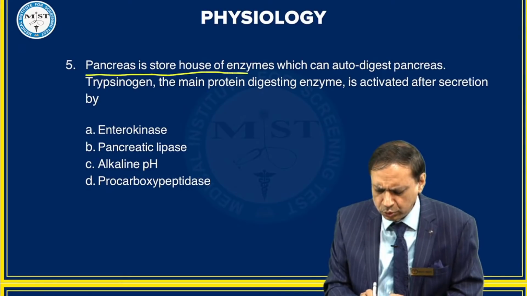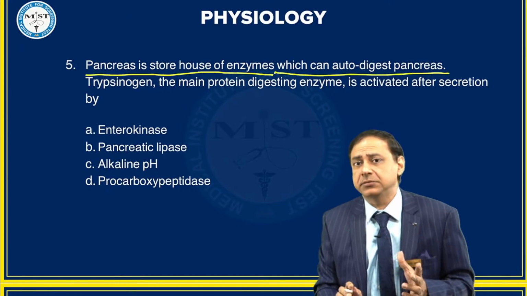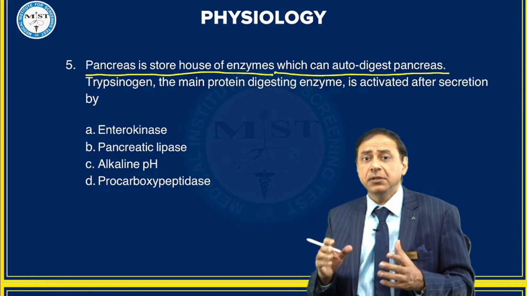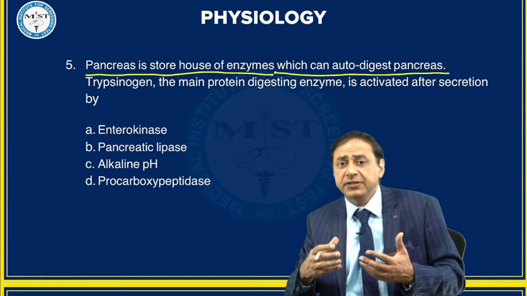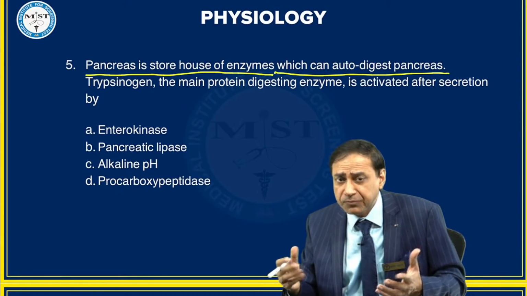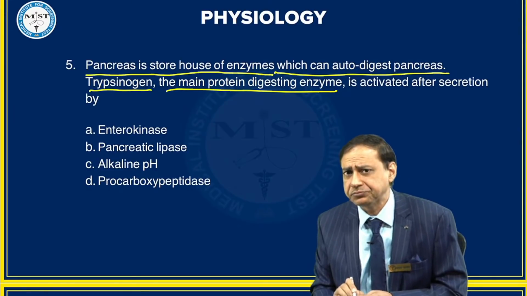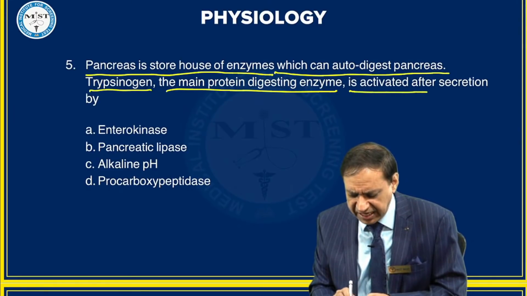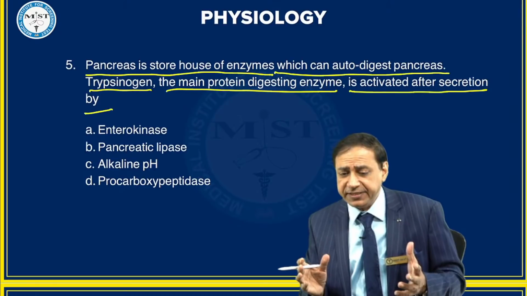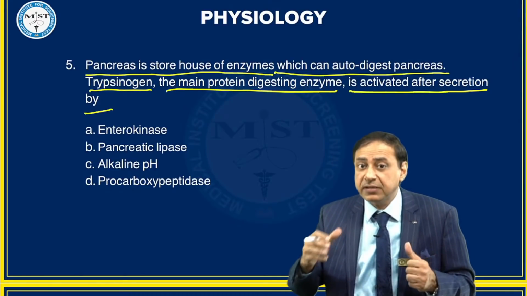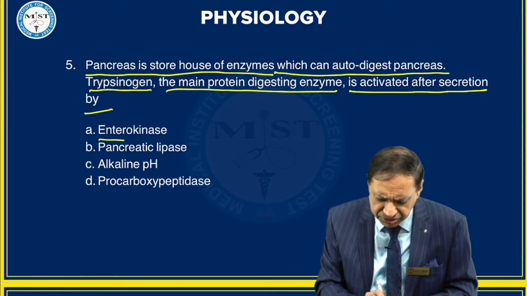Pancreas is the storehouse of enzymes which can auto-digest the pancreas. In case of acute pancreatitis, it can auto-digest the pancreas, and that is why acute pancreatitis is a serious condition. Trypsinogen, the main protein digesting enzyme, is activated after secretion by. Trypsinogen will never be activated inside the pancreas. It will be activated after it is secreted. How? It is activated by enterokinase.